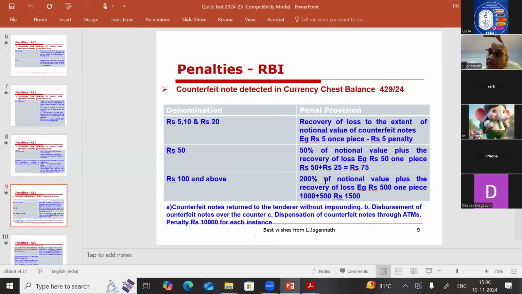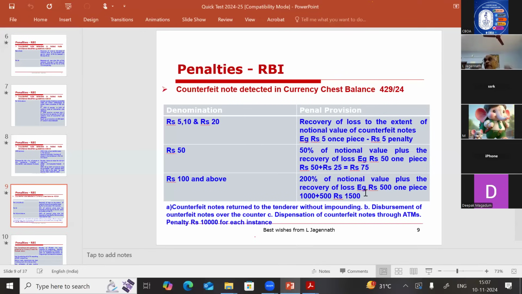Here, there is no such concept as the soiled note remittance. That soiled note remittance, the fake note is different. Here, there is no concept called the CPM. Straight away, a 100 rupee denomination is found in the currency chest balance. Then whatever the value of the counterfeit notes found, you have to pay, plus the penalty is 200% of the notional value. For example, a 500 rupee piece is detected as a counterfeit note in the currency chest balance. So 500 rupees you have to replace. Then the penalty is 200% of the 500 rupees, which is 1,000. So 1,500 rupees in total.